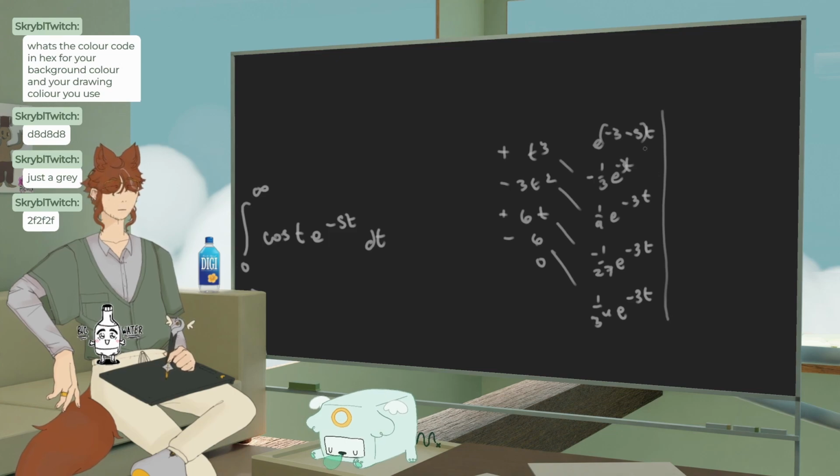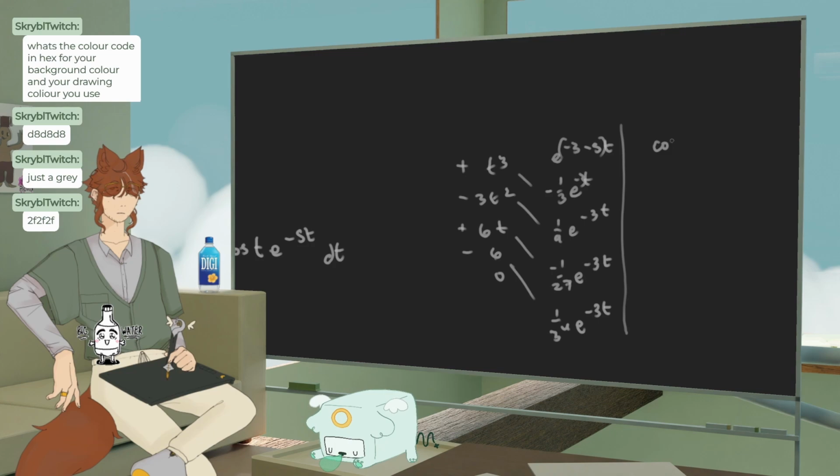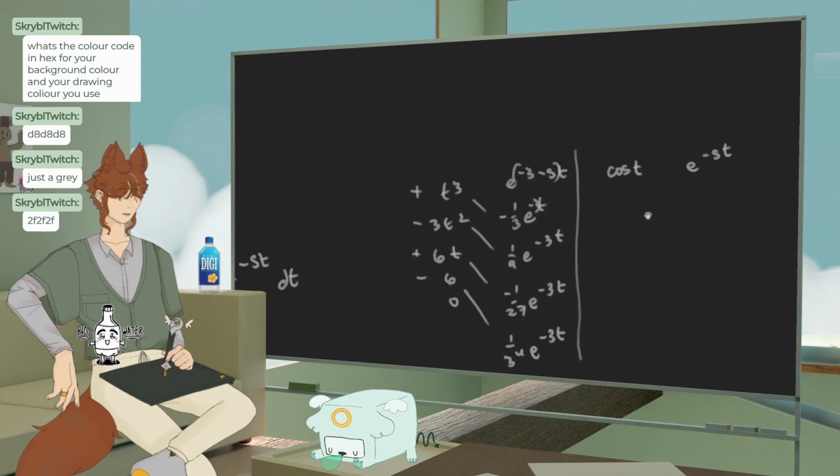Okay, this is the fun one. Ooh, oh, yes. Sorry, I got too excited. Okay, cosine t, e to the negative st. Yes, yes. Everybody go, yes. Okay, so fun. I say this like I didn't just remember how to do this. And by remember, I mean ask my brother who's good at math and also look this up.